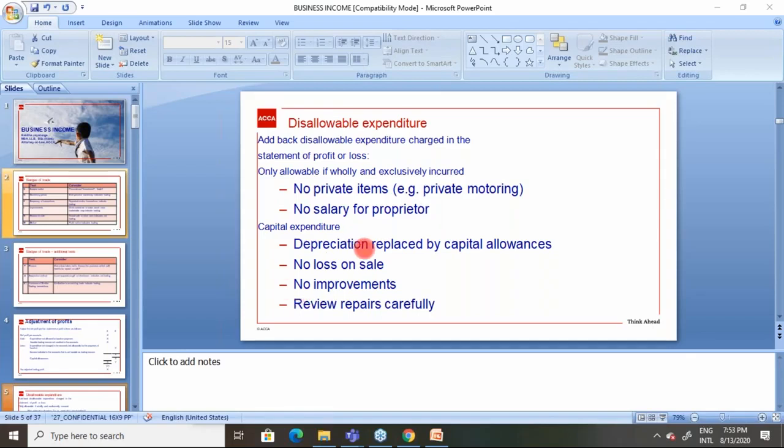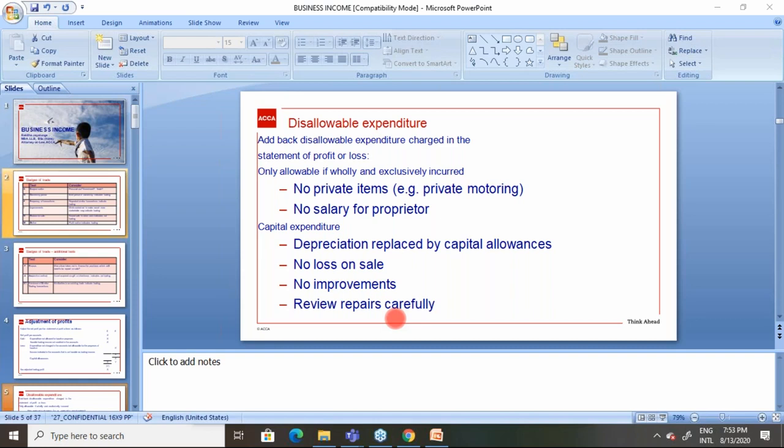And then we know depreciation is not an allowable deduction when calculating the tax adjusted trading profit. Then a loss on disposal of an asset is not an allowable expenditure. No improvements, because it's a capital type of expenditure which you cannot deduct. If it is a repair, you need to consider whether it's an improvement, whether it's a capital expenditure or not. Especially when it comes to initial repairs, they may be considered as capital expenditure.